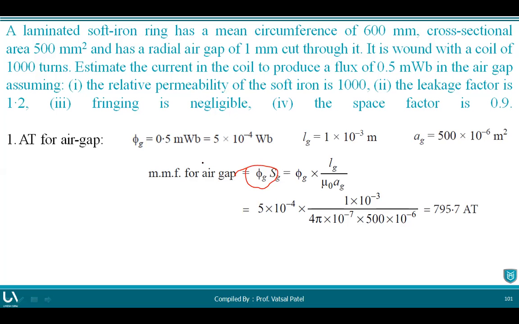So at the end, whatever value you are getting here is equal to 795.7 ampere turn. This is the mmf for the air gap. Remember this thing, this is the mmf for the air gap calculated here. Are you getting up to this point? If you have any confusion, you can write.